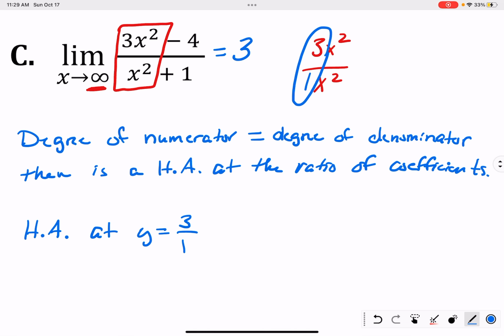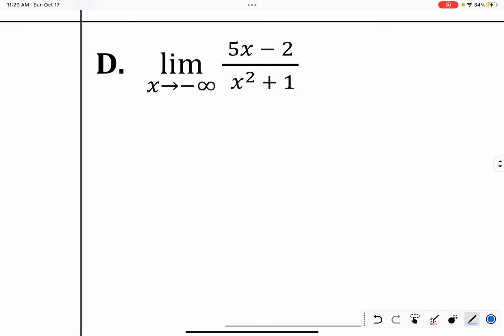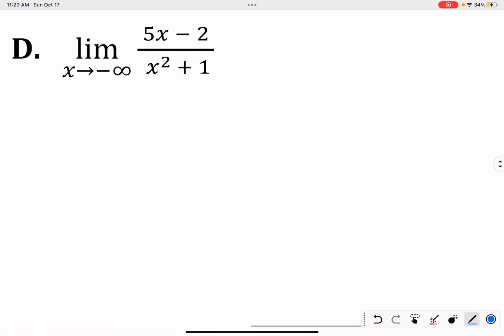On your paper, when you start doing this on Monday, when you're looking at x going to some type of infinity, whether it's positive or negative, and it's rational, take a look at the degrees. In this case, they were the same. In part D, they're not, right? We have a linear at the top and a quadratic at the bottom. I know just by looking at this that this is going to be equal to 0, because I'm doing that analysis with the first terms.